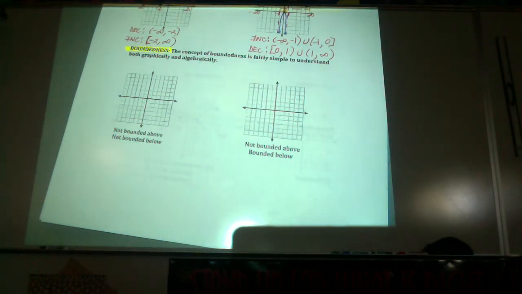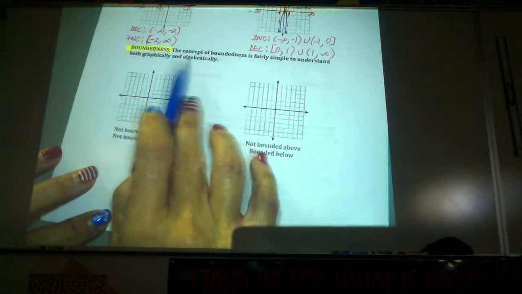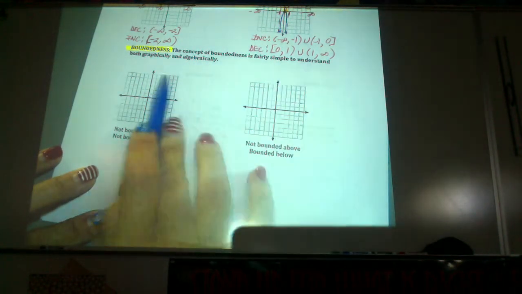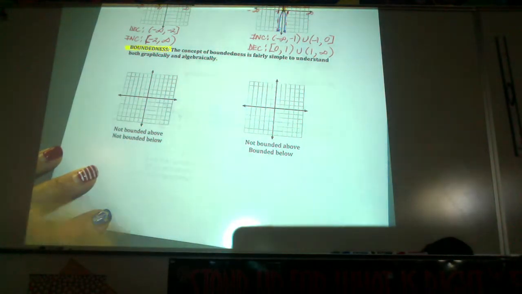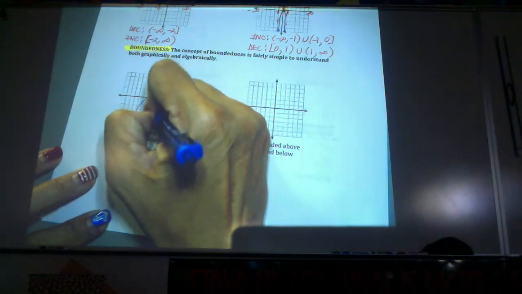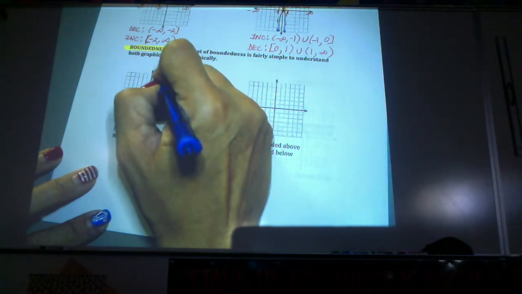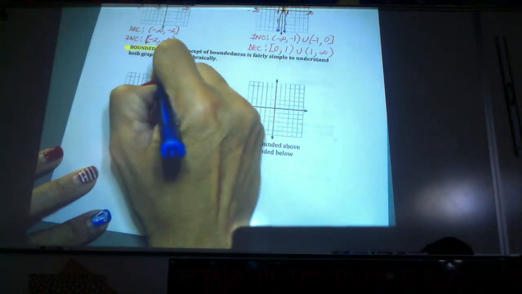I find it kind of funny that your book says that boundedness is fairly simple to understand. Well, it is, except for in one case. And so we'll have to figure out the reason for that. So let's take what we looked at here, and we're going to draw something similar to that here. So just draw a parabola going down here, and we're just sketching it, just for a sketch.